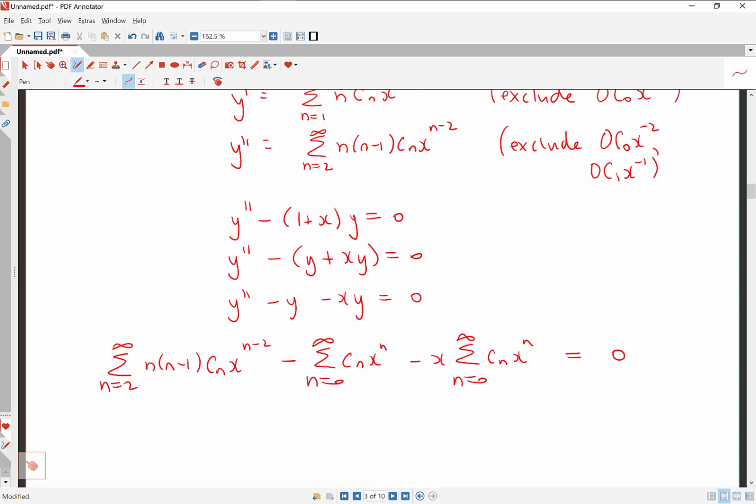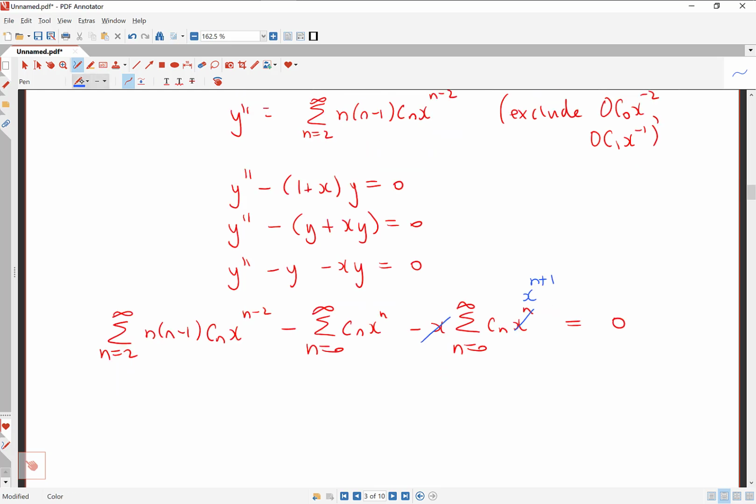Okay, so the one little adjustment we should make here is that x that's sitting out in front of this last series. Let's actually bring that into the series. So I'm going to cross off the x here. This actually becomes an x^(n+1) then. So now we're going to do the thing where we adjust the powers, the exponents on these series. We want to make it so that all three series have the same exponent. And we're going to use a change of variables to do that.